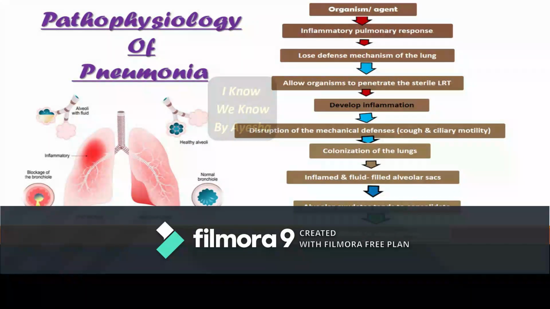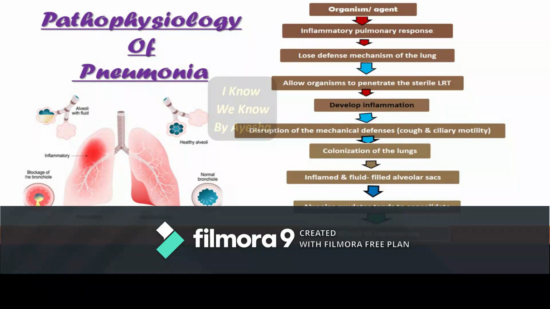Coming to the pathophysiology of pneumonia, when any of the causative agents enter the respiratory tract, it leads to inflammatory pulmonary responses which cause loss of the defense mechanism of the lung, which allows organisms to penetrate into the sterile lower respiratory tract, and then inflammation develops. This leads to disruption of mechanical defense mechanisms such as coughing and ciliary motility, which leads to colonization of the lung, causing inflamed and fluid-filled alveolar sacs.